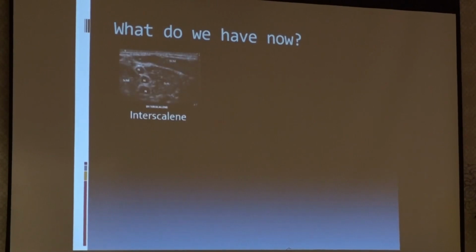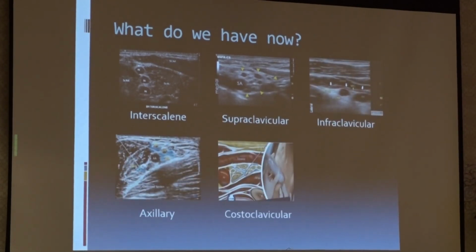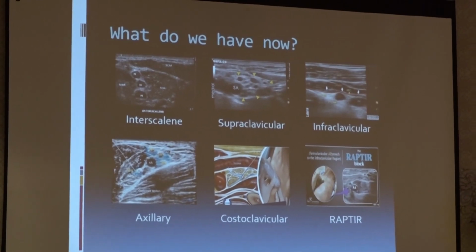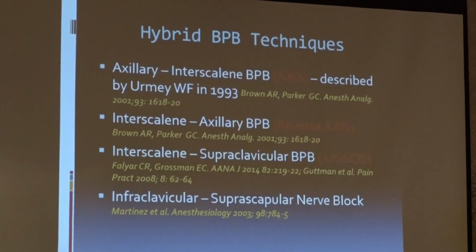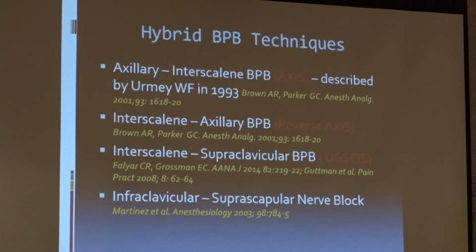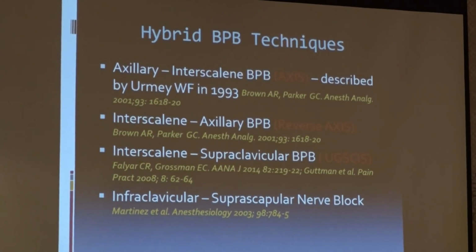So what do we have now for upper limb blocks? We have interscalene, supraclavicular, infraclavicular, axillary, costoclavicular, and retroclavicular. Just for your information, costoclavicular and retroclavicular are other approaches for infraclavicular. We also have hybrid techniques. We have AXIS, which is the combination of axillary and interscalene brachial plexus block. We have reverse AXIS. We have UGSCIS, which is the combination of interscalene and supraclavicular brachial plexus block. And we have infraclavicular suprascapular nerve block.